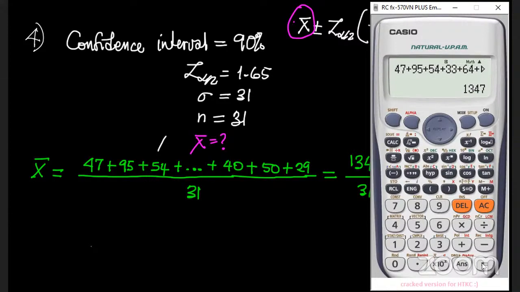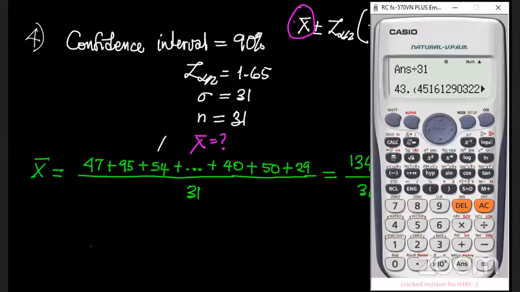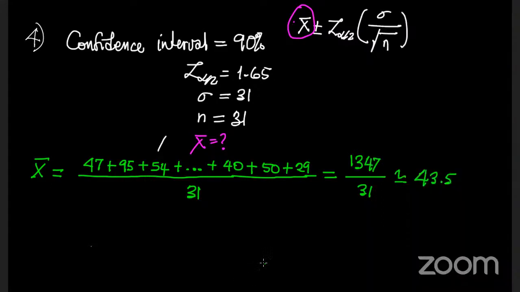Okay, so this is correct. 1,347 divided by 31. This is just to confirm our answer to be 43.5. So I have 43.5.